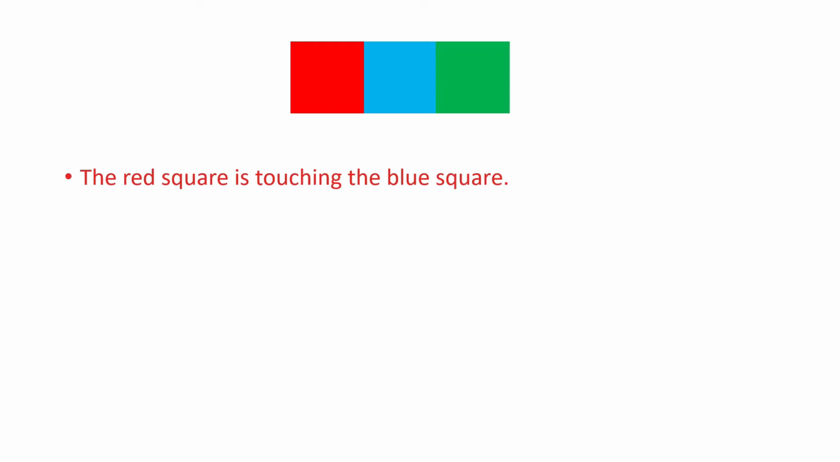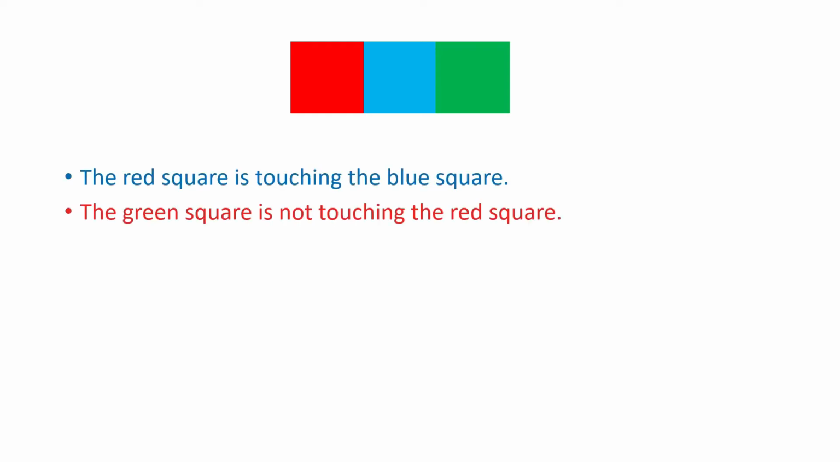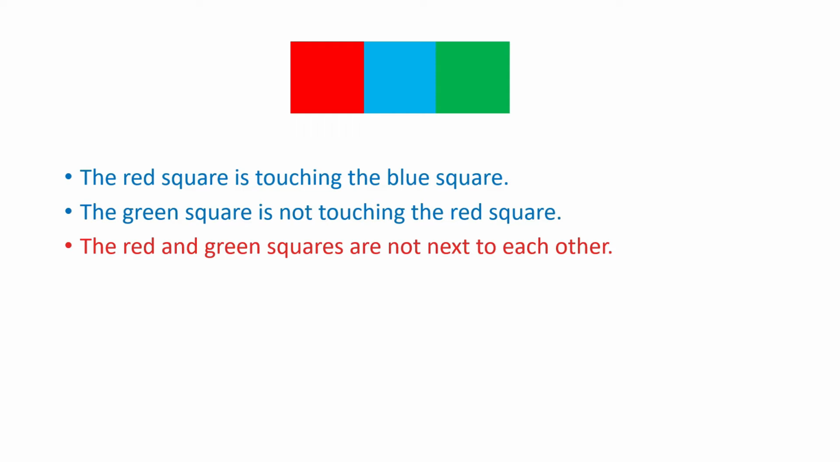Let's look at some ways of describing the position of the squares. The red square is touching the blue square. The green square is not touching the red square. The red and green squares are not next to each other. There is a red square on the left end of the line.